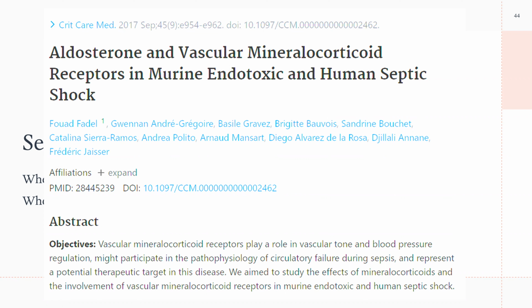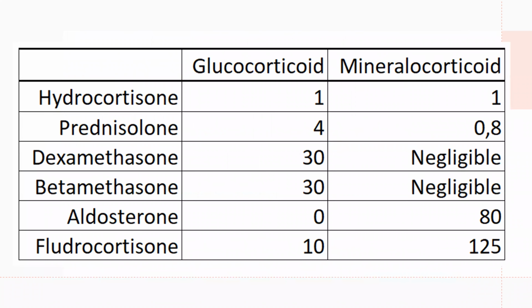There was an experimental study, it's the one on the screen, that showed marked downregulation of vascular mineralocorticoid receptors. Then the APROCCHSS and the GER-INF-05 trials showed survival benefit from corticosteroid therapy because they added fludrocortisone to provide additional mineralocorticoid potency. Memorize this table. Hydrocortisone is 1:1, glucocorticoid to mineralocorticoid, and then fludrocortisone, the one they added, is 125 times more potent than hydrocortisone on mineralocorticoid receptors. Fludrocortisone is a tablet, so they gave it orally via NG tube in their patients.